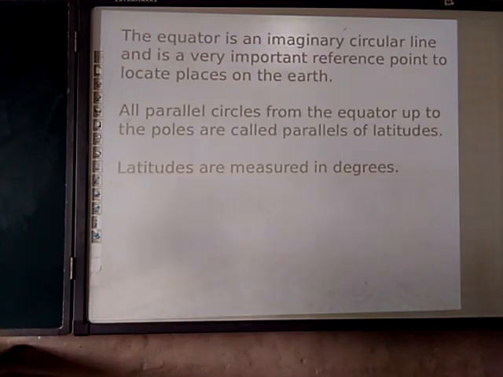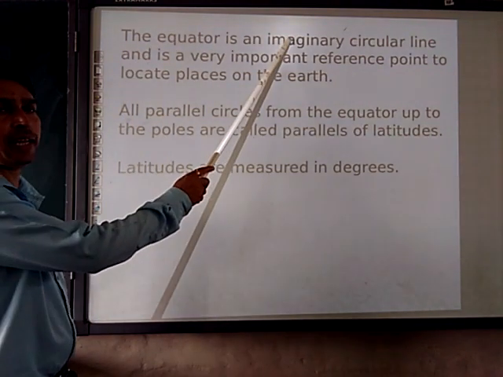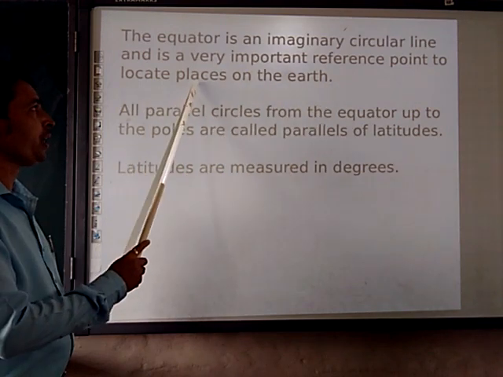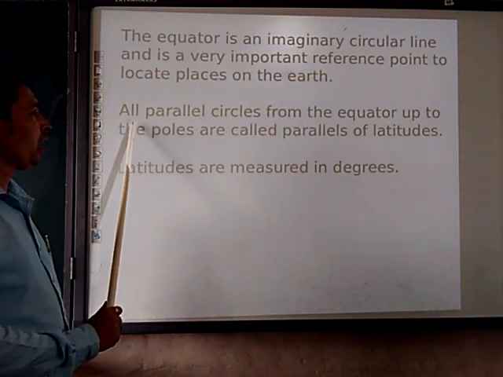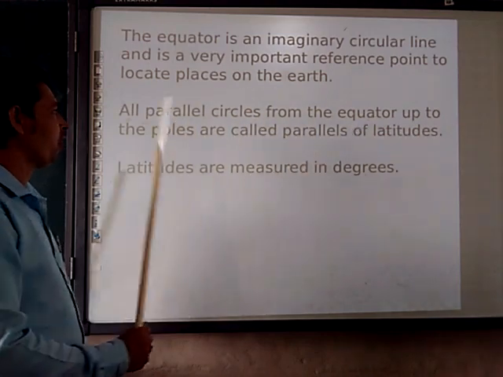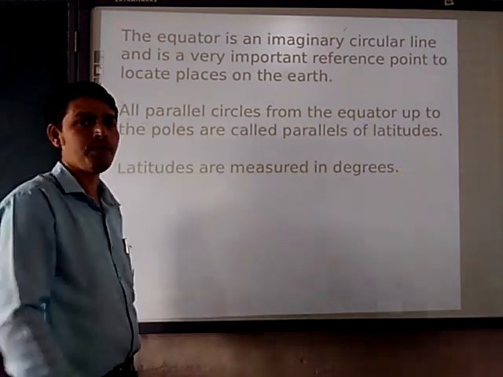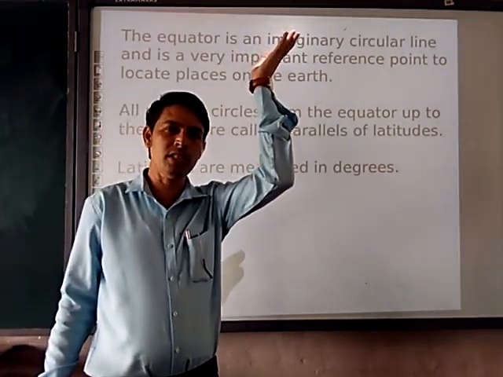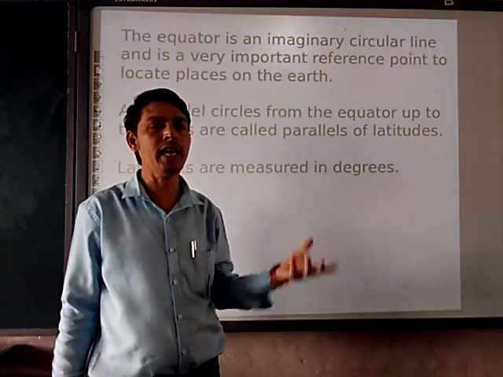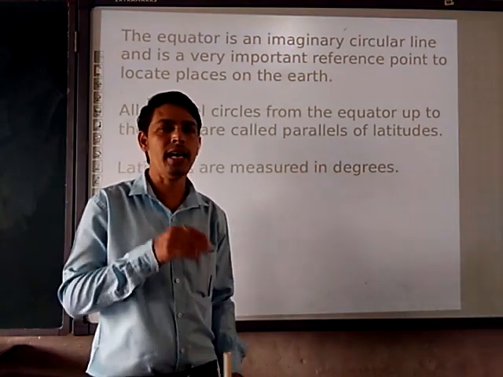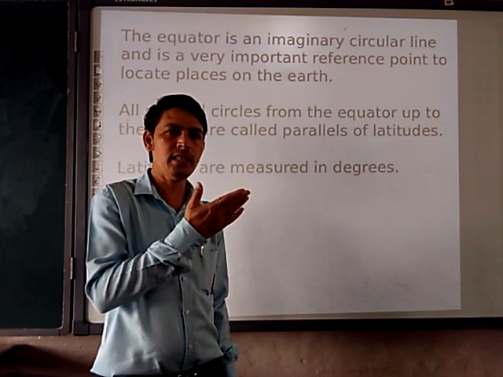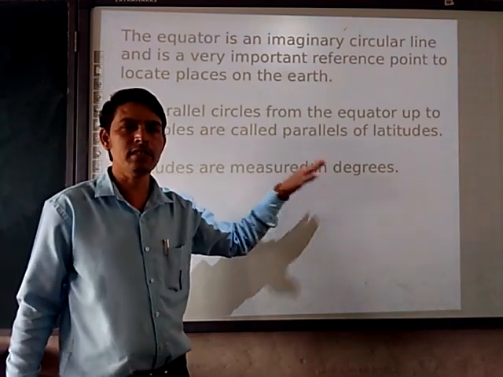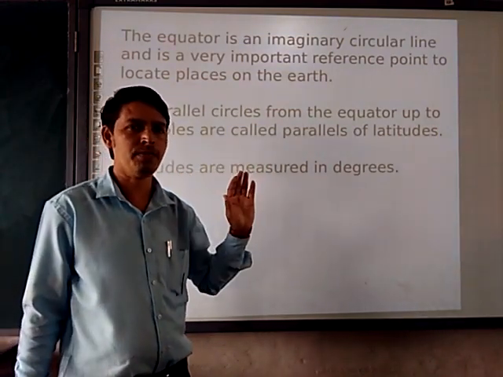Now let us go to our textual language. The equator is an imaginary circular line and is a very important reference point to locate places on the earth. All parallel circles from the equator up to the poles are called parallels of latitude. From the equator moving up to the pole, from the north side and from the south side, both are called parallels of latitude. Latitudes are measured in degrees. Just the equator has 0 degree, right?